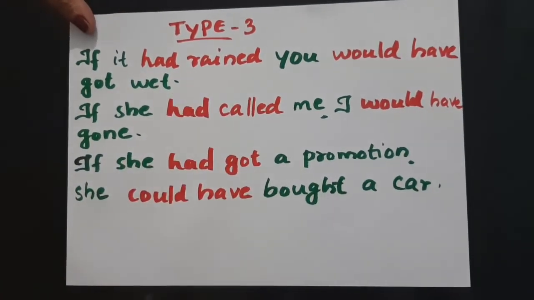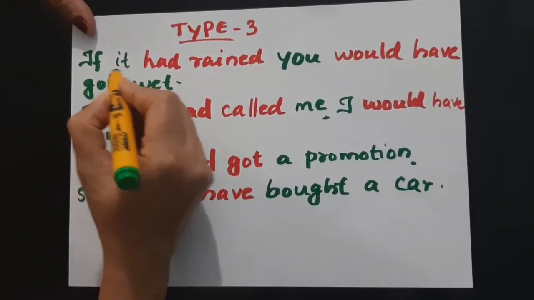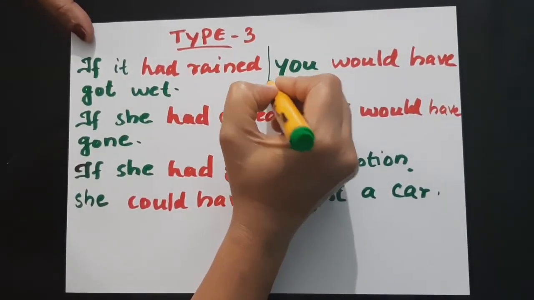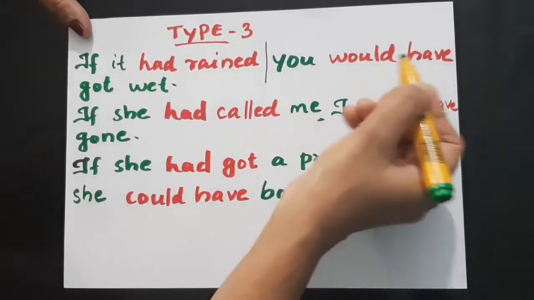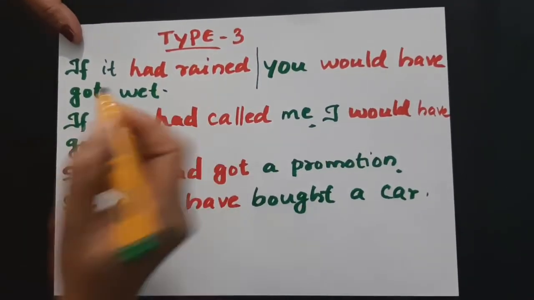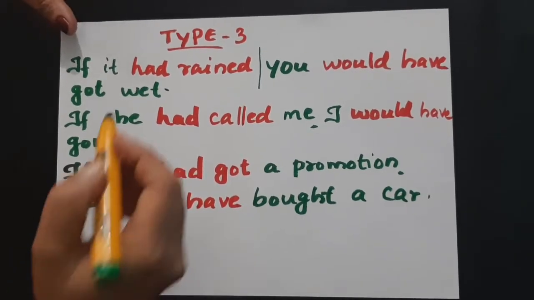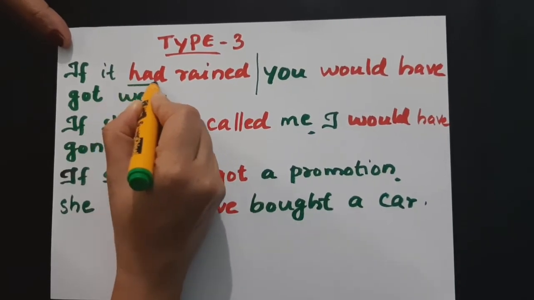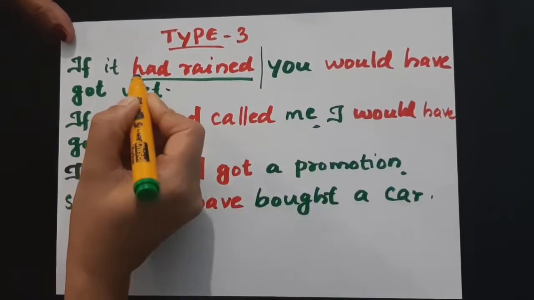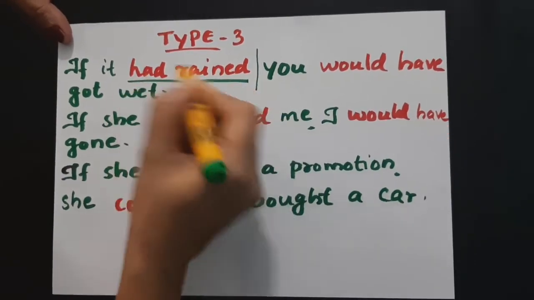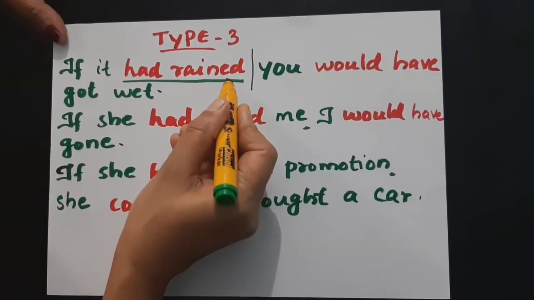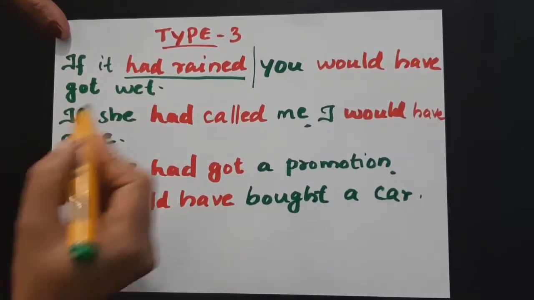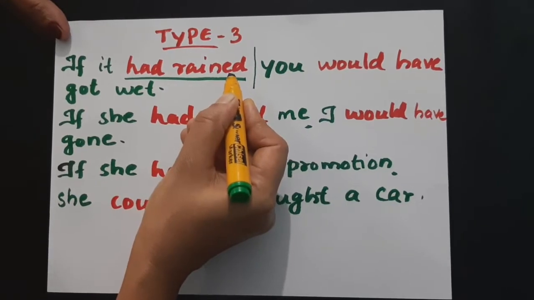Okay, let's come to the examples. If it had rained, that is the if clause. And this is the result clause: you would have got wet. See the structure? In the if clause, the verb is had rained. Past perfect. In type 3, you will always get the verb in past perfect. That is had plus V3 form.